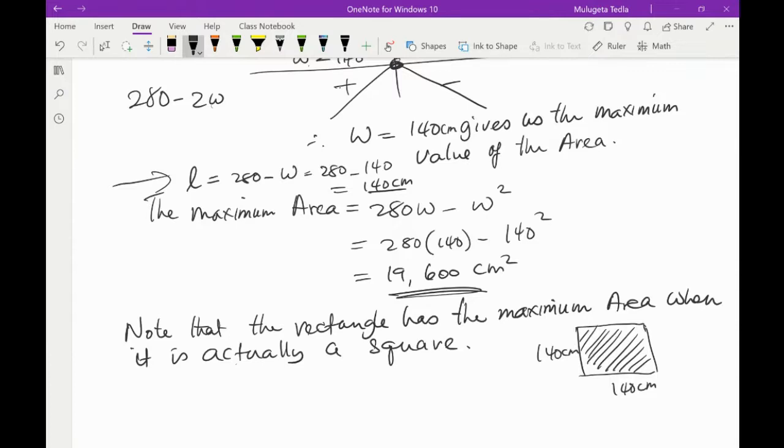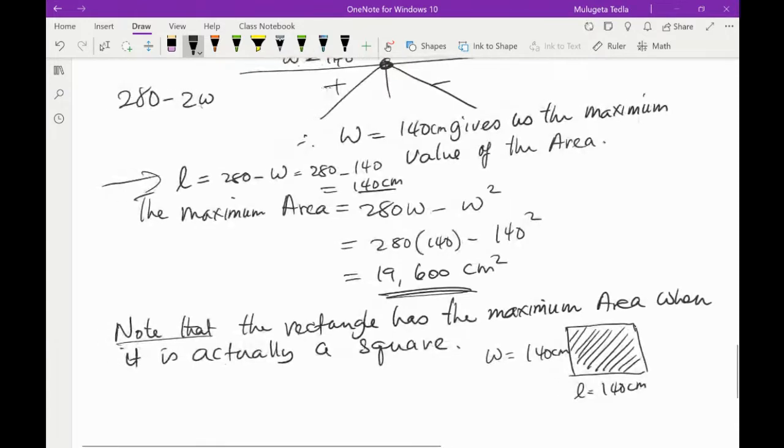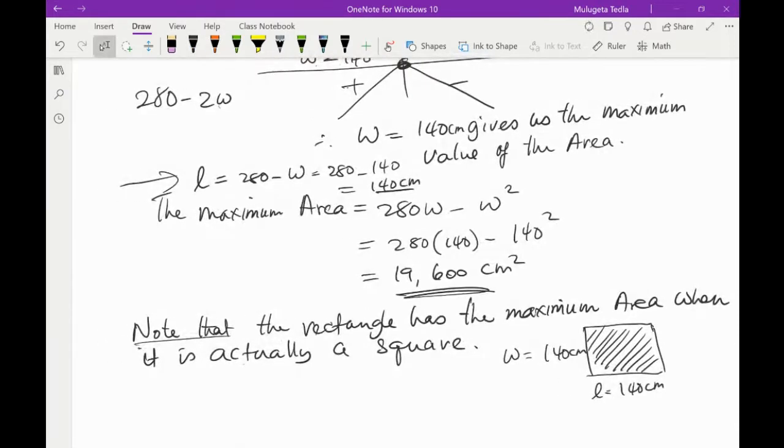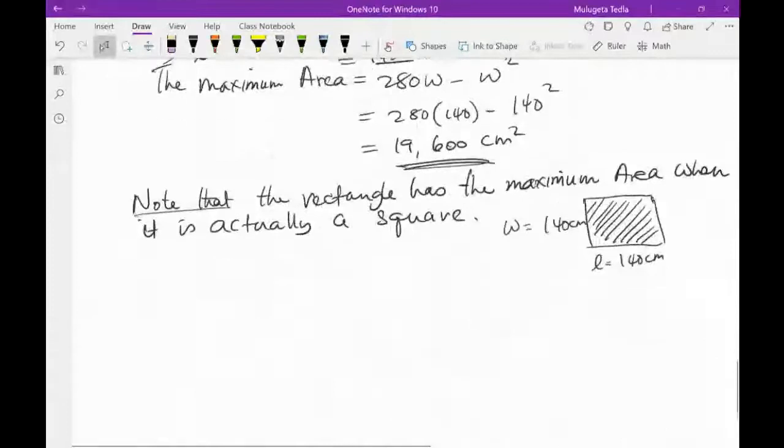So when it's a square, the area would be maximum. Is that a fair conclusion, you think? Yeah. So note, that's not what they were asking us. They were asking us what are the dimensions of the rectangle. When they are equal at 140, it gives us maximum area.